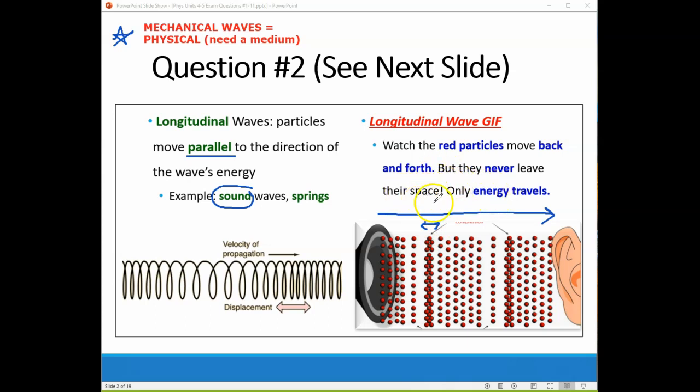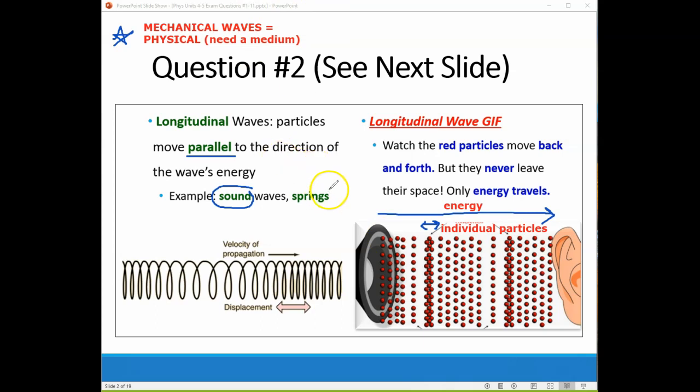Again, remember that their particles just wiggle back and forth. They never actually leave their space. Only the actual energy is traveling. So we can see here that the energy overall is traveling. So here's our energy on top, and the individual particles just kind of wiggle back and forth in their spot, much like how in a stadium wave, everybody kind of stays in their seat. Okay, so these particles are moving back and forth parallel to that energy.